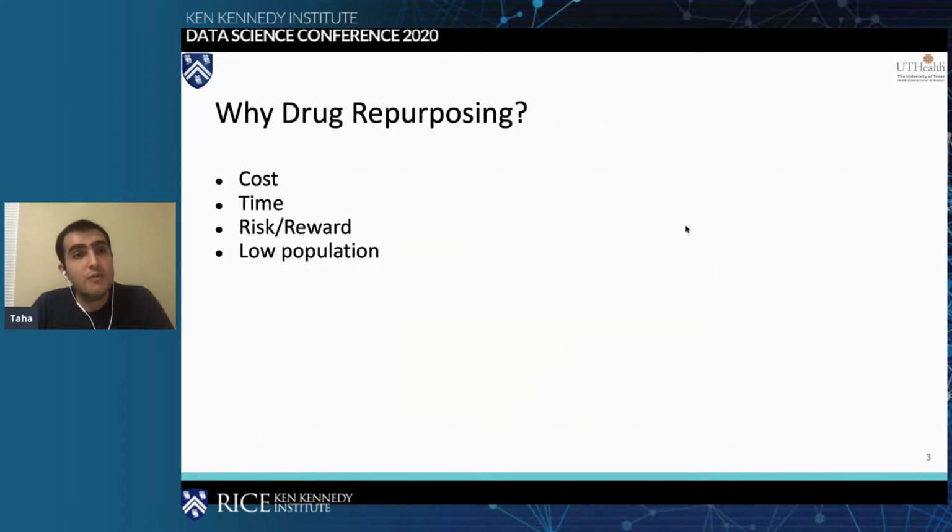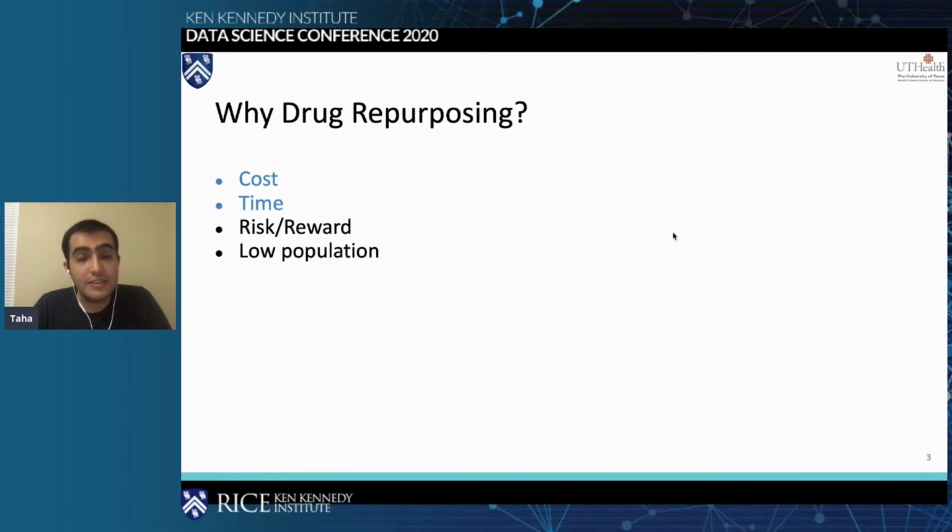So a good question is why drug repurposing and why we are interested in that. First of all, developing drugs can cost billions of dollars, and it is good to know that 90% of drugs being studied fail in the initial trials. In terms of time, as you saw in the previous slide, it may take more than 10 years to develop a drug.